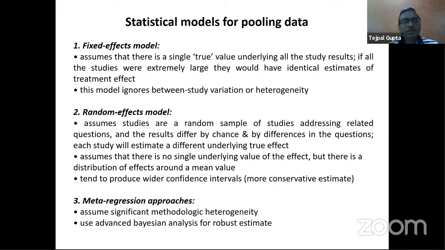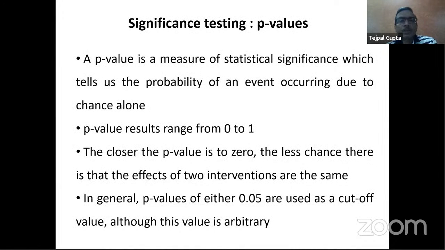In recent times, beyond the random effects model, meta-regression approaches are being used, wherein they are supposed to be used when there is significant methodologic heterogeneity, and you could use advanced Bayesian analysis to get more robust estimates. Significance testing and p-values.